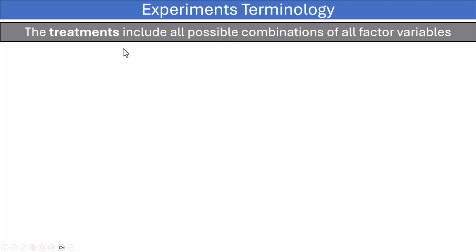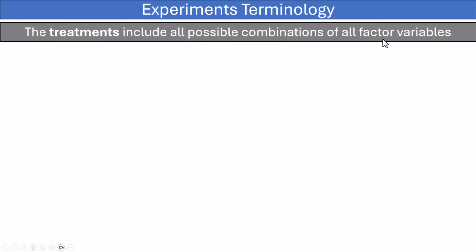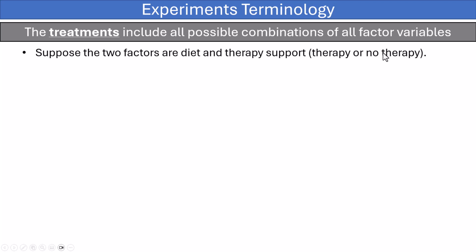The treatments include all possible combinations of all factor variables. Now, if we only have one factor variable, like in this case, then the treatments would just be all the different options for that variable. So if the only factor variable that we had was diet, then the treatments would be Atkins, Zone, Learn, and Ornish. But in many cases, you might have more than one factor variable. So let's suppose that the 2 factor variables are diet and therapy support. And for therapy support, we have 2 different levels or options, either getting therapy support or not getting therapy support.